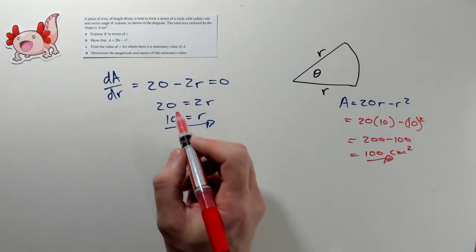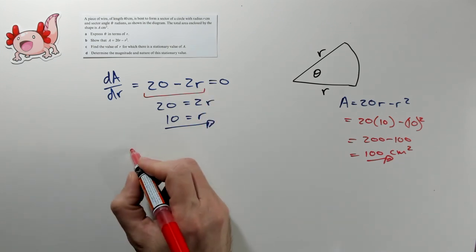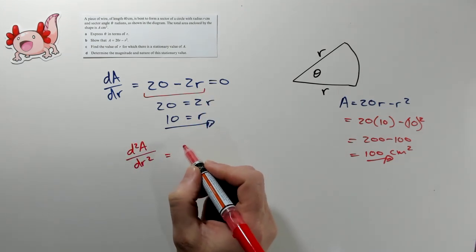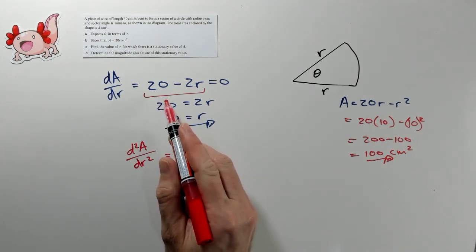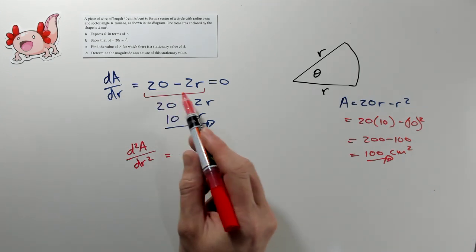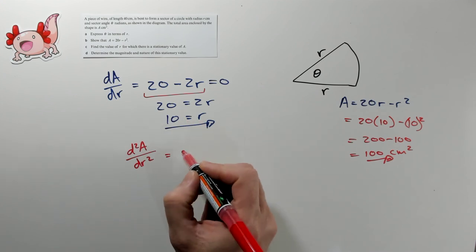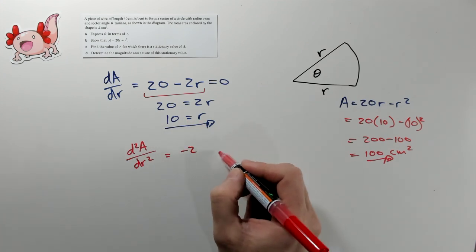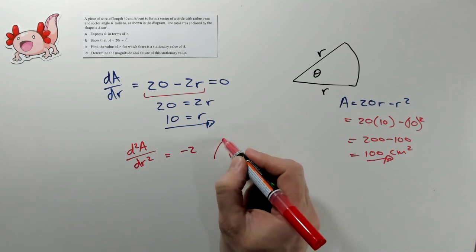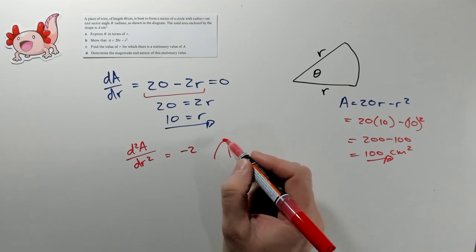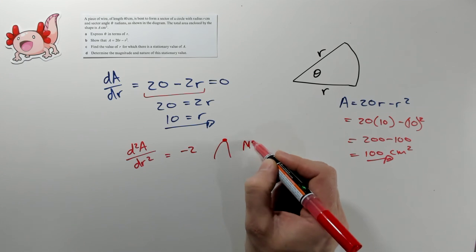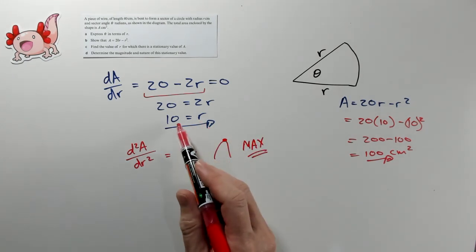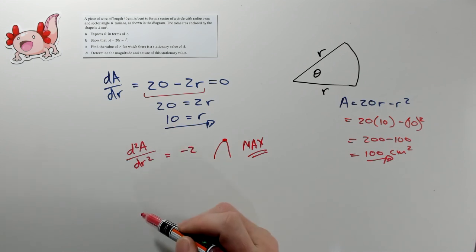And the nature, we have to just derive that. So d2A over dr squared is going to be, well, the 20 will fall away, and then we'll just be left with minus 2. Because we have a minus, that looks like that shape. So the nature of the stationary point is a maximum point. So we have a maximum point where the radius is 10. Yeah, pretty simple.